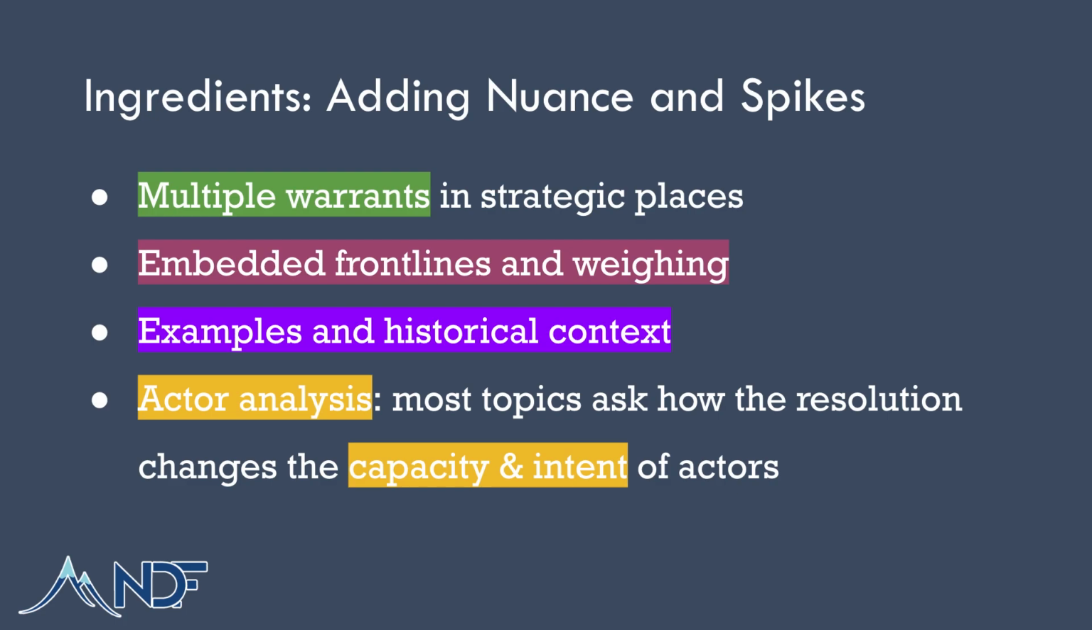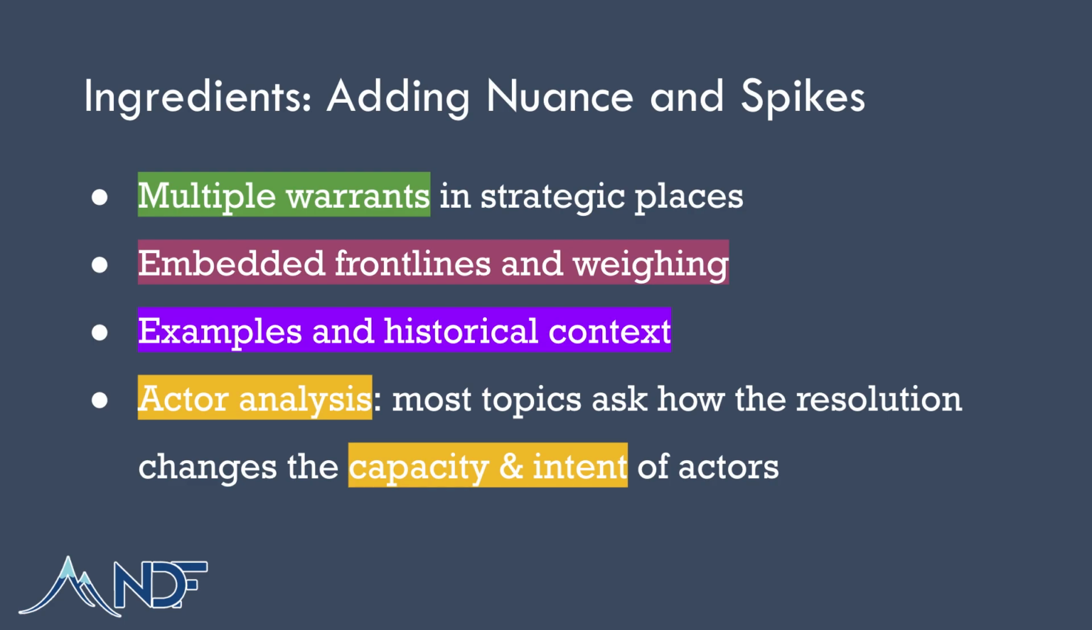Now that you know some basic principles of case writing, let me talk about some things that you can add to your case to make it have nuance and to make it have spikes. So notice in this ingredients section, I didn't talk about the basic contention structure, right? Every contention has a uniqueness, link, internal link, impact, blah, blah, blah, right? Hopefully all of you know that, and all of your cases already have those things. If they don't, then you should probably go to the other casing lecture about how to write a case. So I'm going to assume that all of you have those things. And I'm talking about some things you can add on top of them to make your case better.